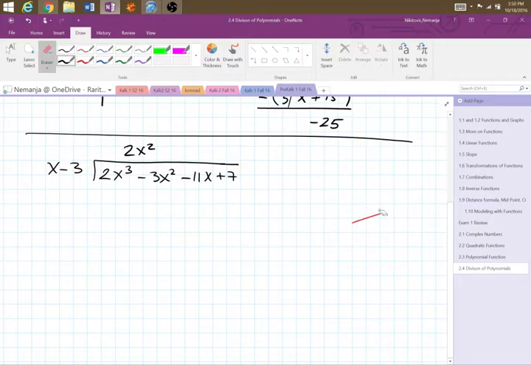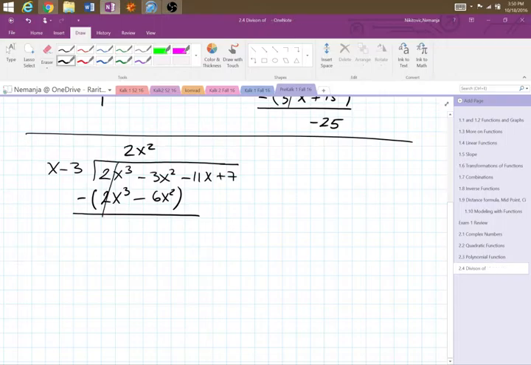So once I have this, we know we are supposed to multiply back. I will get 2x cubed minus 6x squared. Put everything in parentheses and subtract. Now, these cancel. And then minus and minus gives a plus. So it becomes 3x squared. And I drop down 11x.